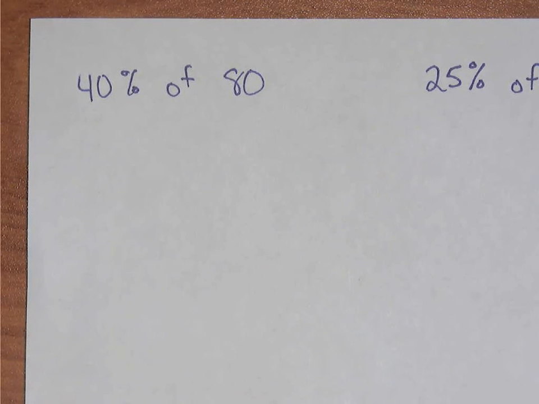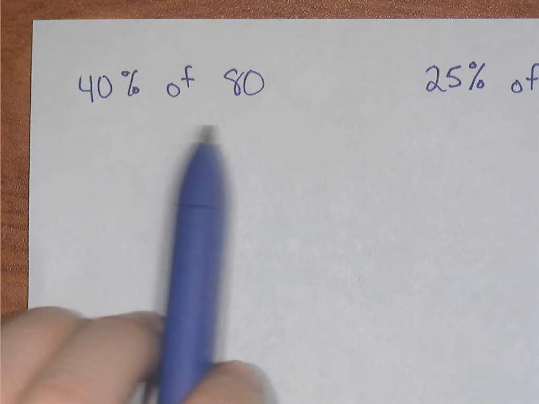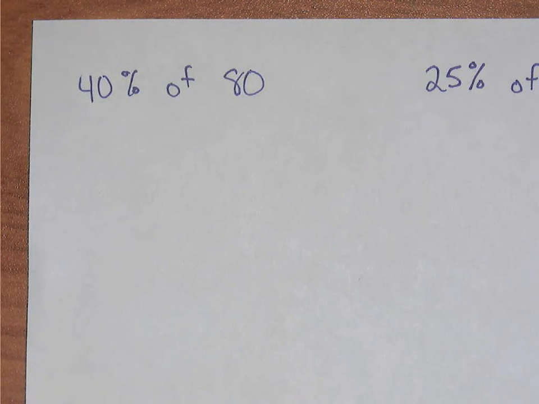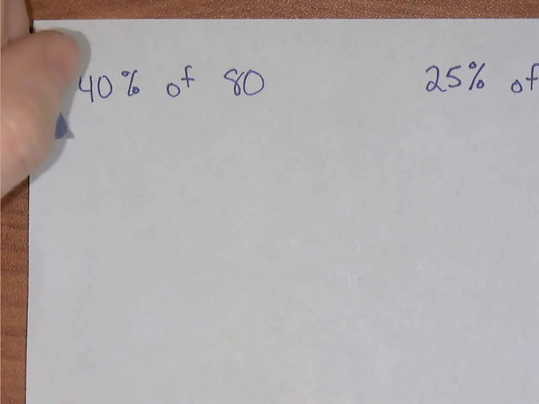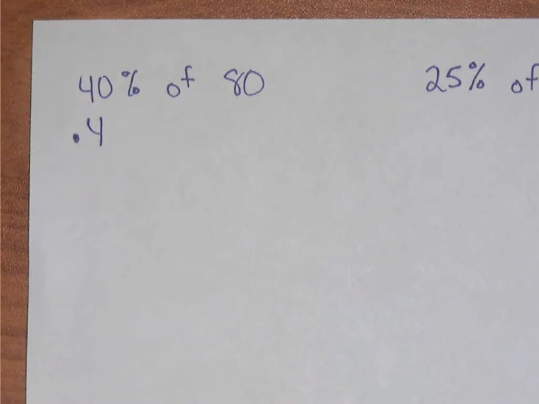Alright, in this video we're going to talk about percent of a number. These end up being pretty simple multiplication with decimals problems. So we've got 40% of 80 as our first one. So 40% as a decimal is the number 0.4. That's what we want to remember.